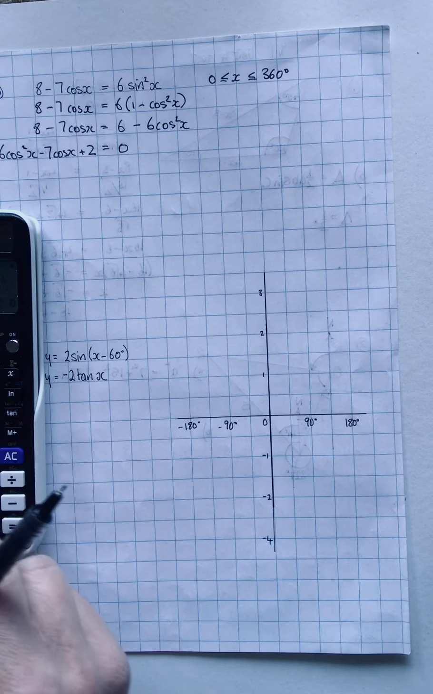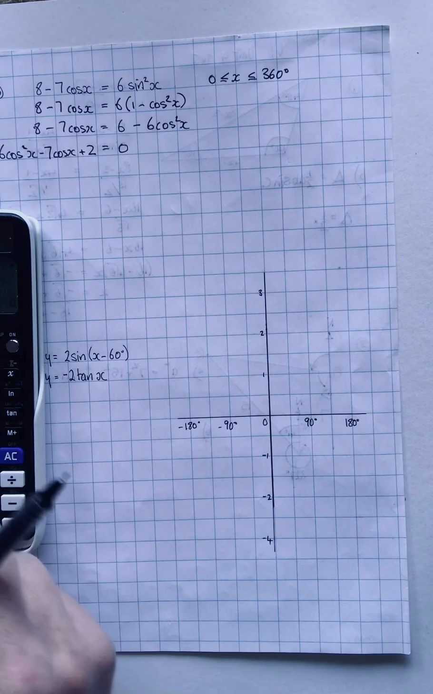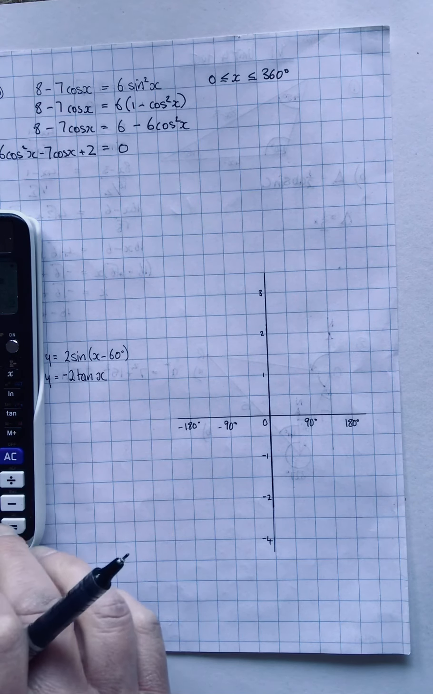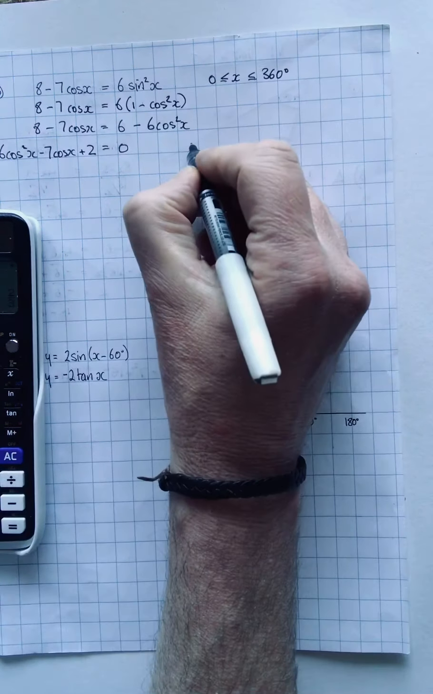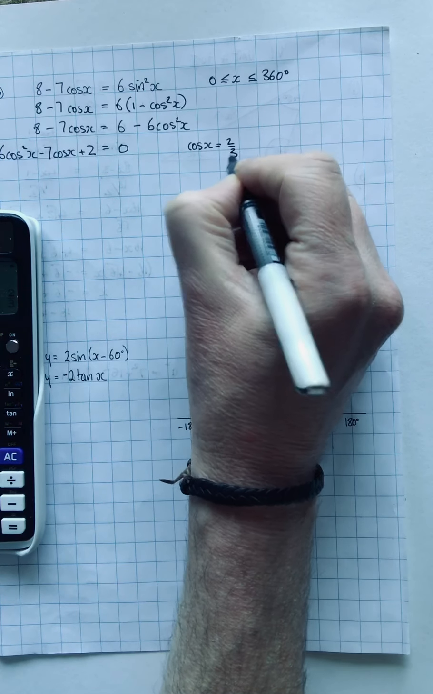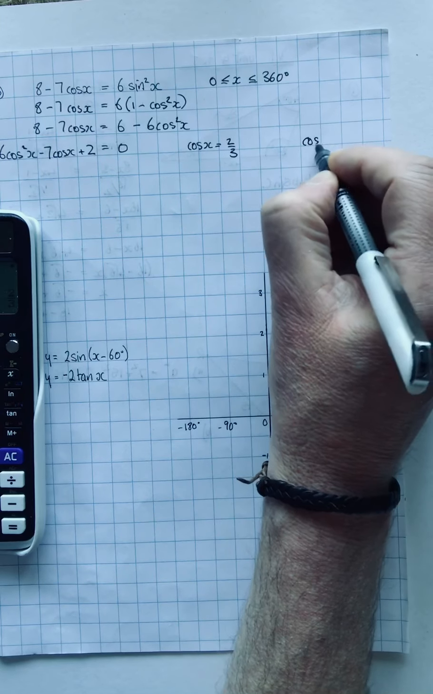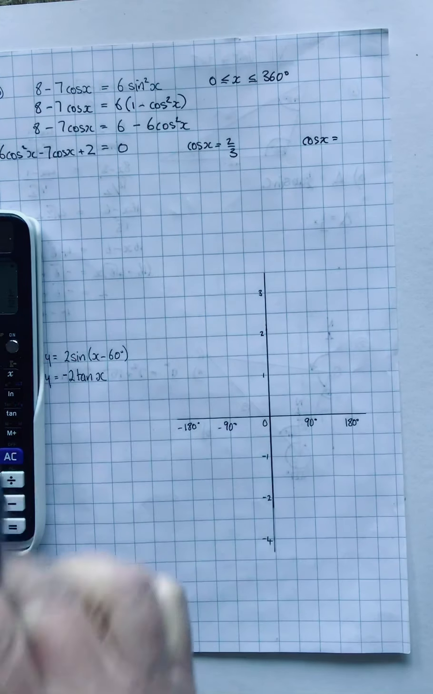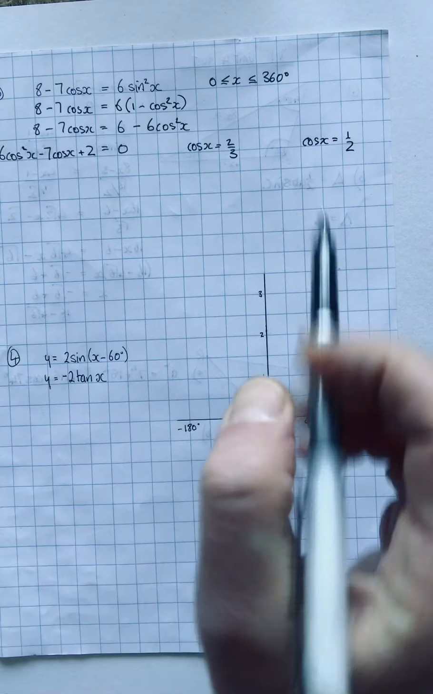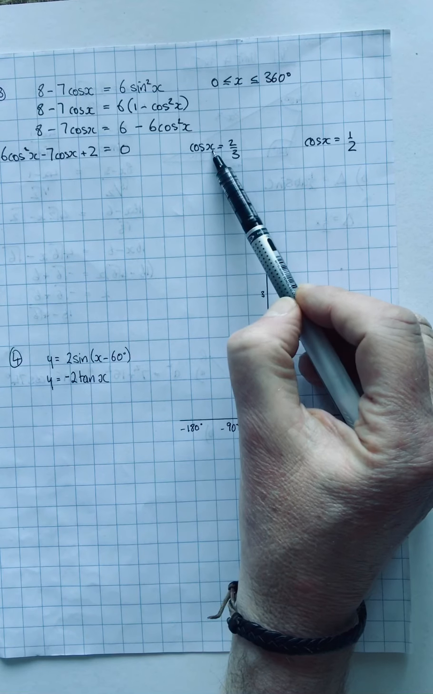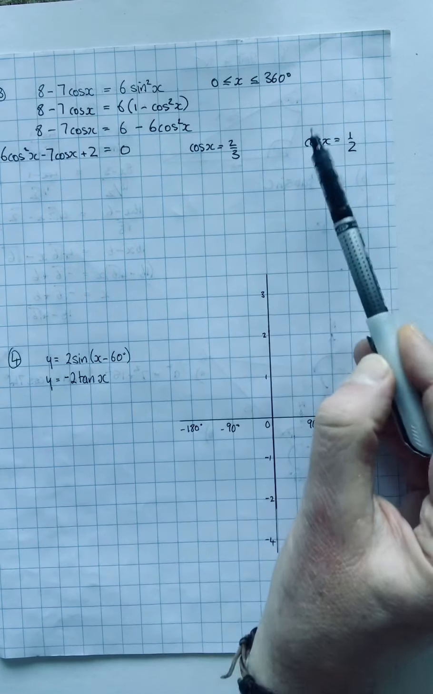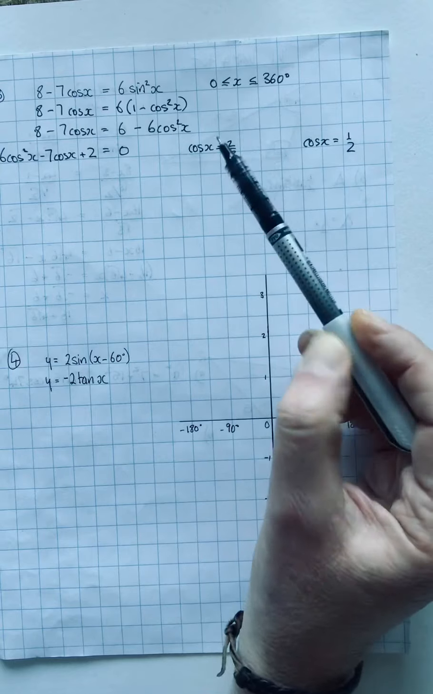So coefficient of x squared is 6, coefficient of x is minus 7, the constant is 2, and that will give me one value where cos x equals 2/3, and the other one is when cos x equals a half. So now all I need to do is to work out all the values of x which give me cos x is 2/3 for x between 0 and 360, and cos x is a half between 0 and 360.